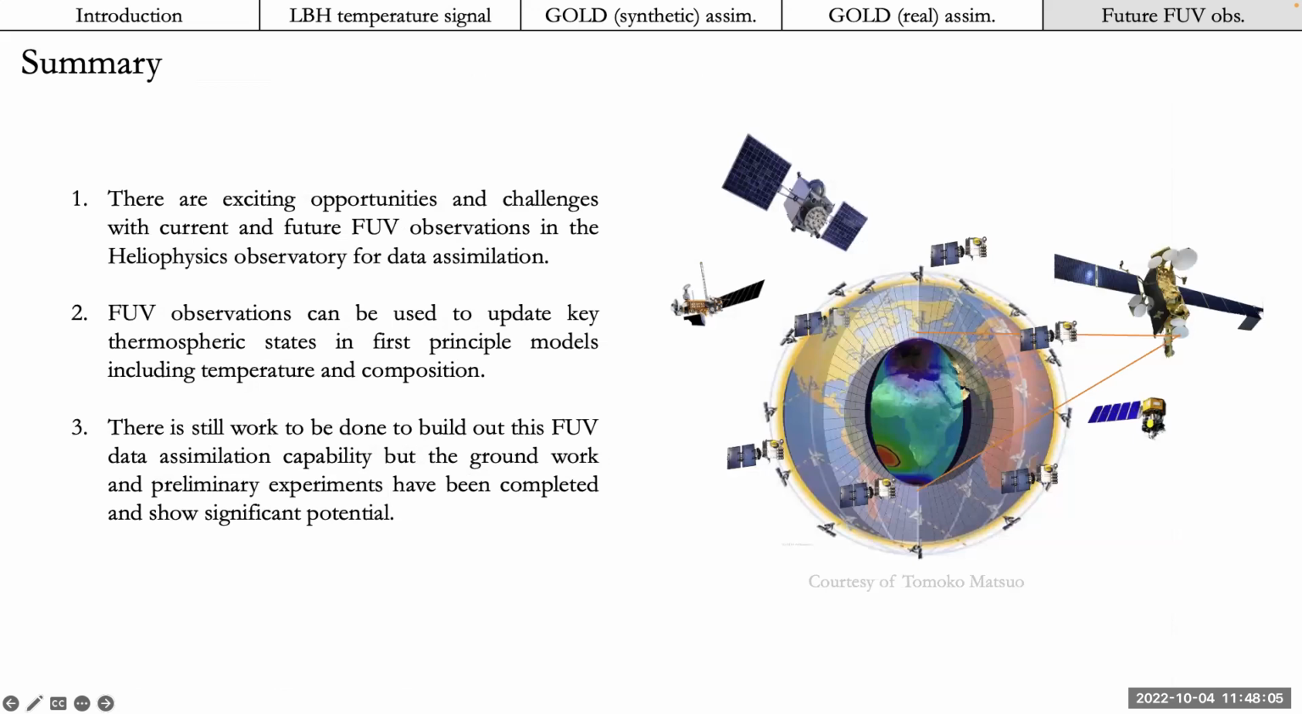Just to summarize, there are exciting opportunities and challenges with current and future FUV observations and the Heliophysics Observatory for data assimilation. We focused on GOLD here due to the perspective provided at geostationary orbit, but these techniques are not limited to GOLD. FUV observations can be used to update key thermospheric states in first-principles models like WAM, including temperature and composition that we focused on here. But once we're able to cycle, we can also investigate updating winds as well as other minor constituents. There's still work to be done to build out this data assimilation capability, but these preliminary experiments are complete and show significant potential.